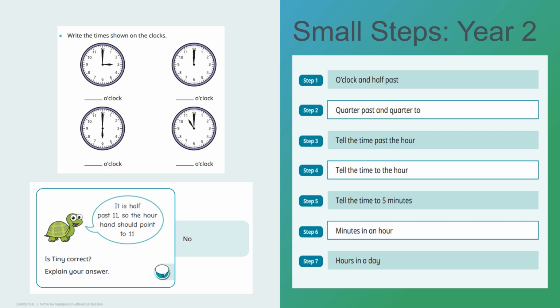In Year 2, they reconsolidate their learning to begin with of o'clock and half past before they move on to look at quarter past and quarter to. They then look at telling the time past the hour. So for example, it might be 10 past 2, it might be 20 past 2, or something very similar to that. Then they tell the time to the hour, so it could be 10 to 2, quarter to 2, and so on. They then look closely at clocks, so this will be done using an analogue clock to tell the time to 5 minutes. And then they look at how many minutes there are in an hour and how many hours there are in a day.